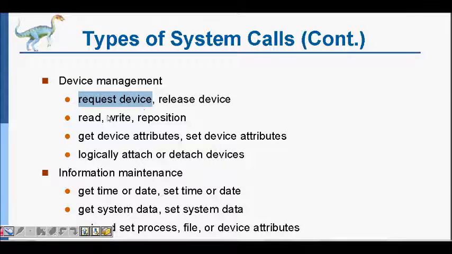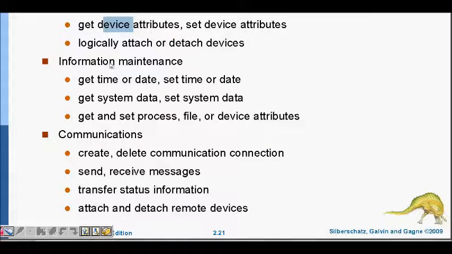Similarly for devices, you request an input output device, let's say a printer, you request it, and release the device. I'm done with the printer printing, so release that device. Read and write, so in a printer you give what you need to write. Get device attributes and so on. Information is also necessary. You want to find what the time or date is. Also which processes or applications are running on my computer, how much CPU is being utilized, RAM and so on.